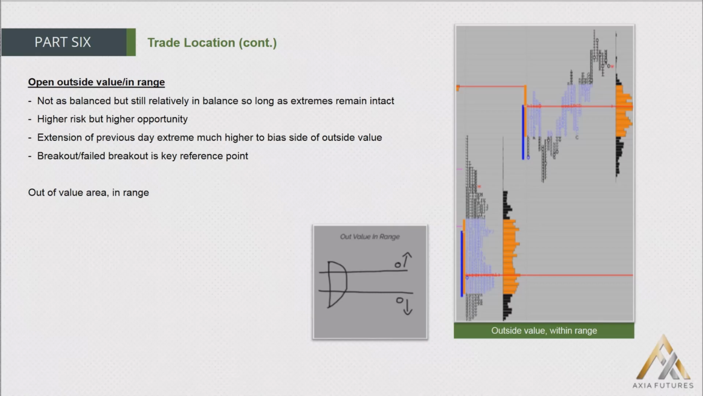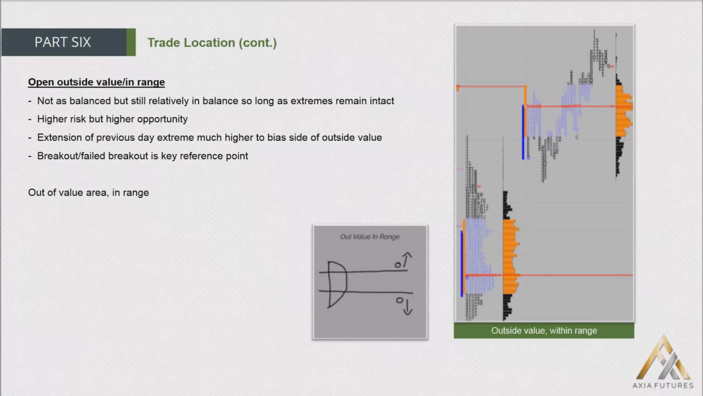Then the extension of the previous day's extreme will bring a much higher bias towards outside value. So what we're trying to say here is that when the market opens outside of value and breaks out of the previous day's range, there's a high probability that on that day type we are going to accept value outside of the previous day's value area.